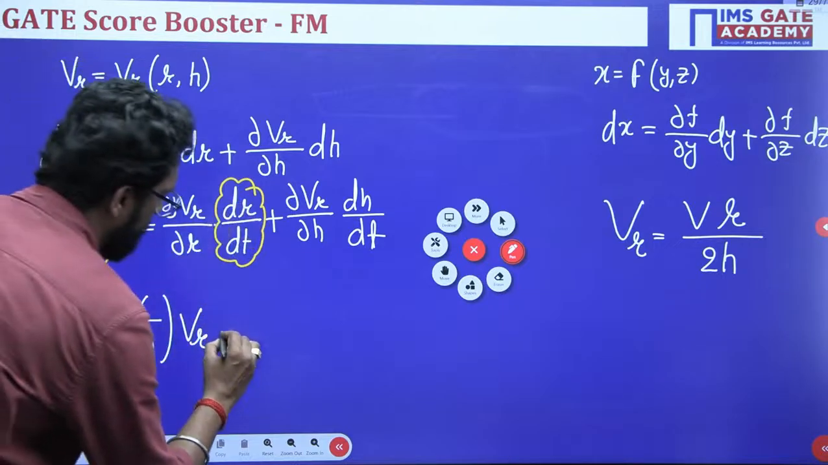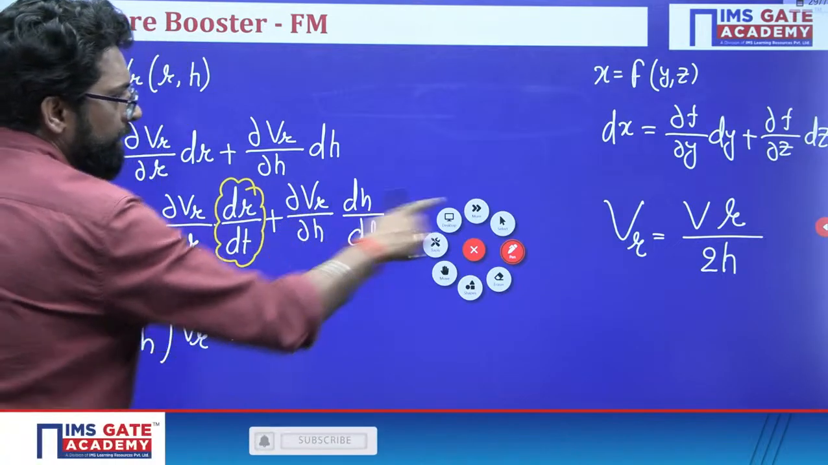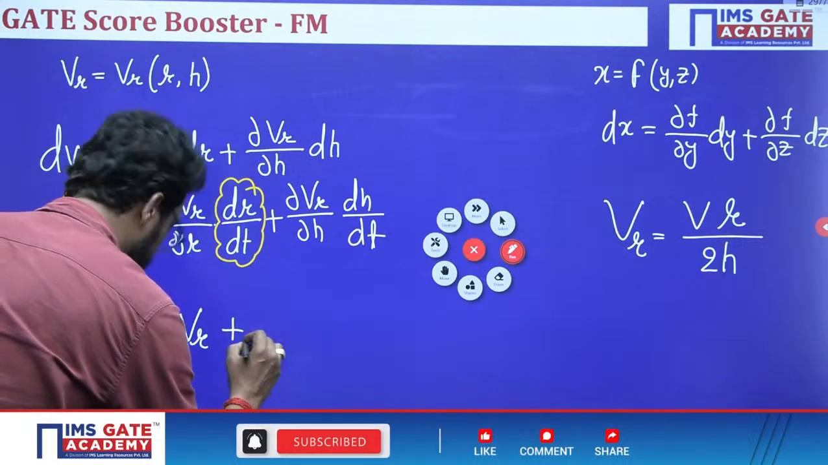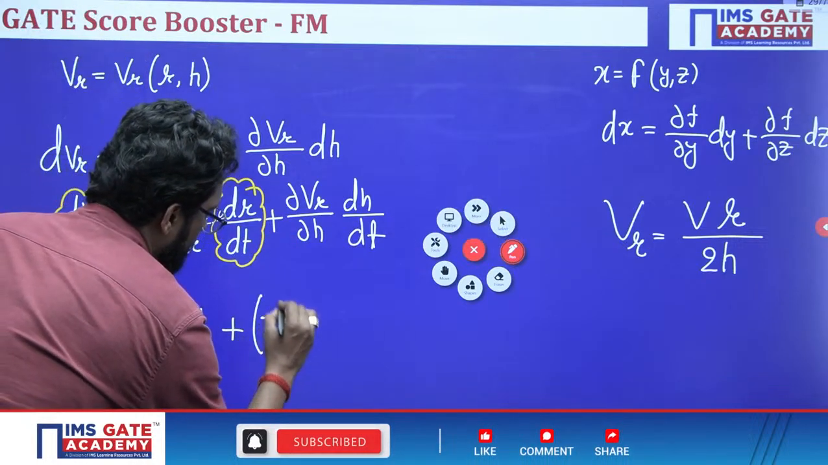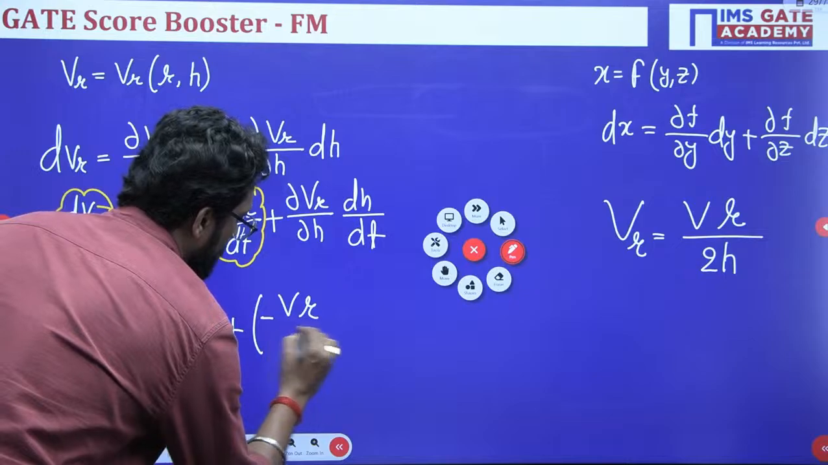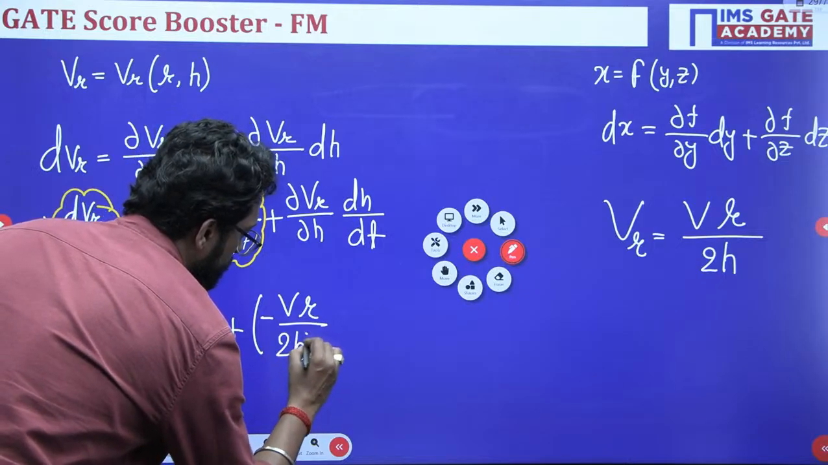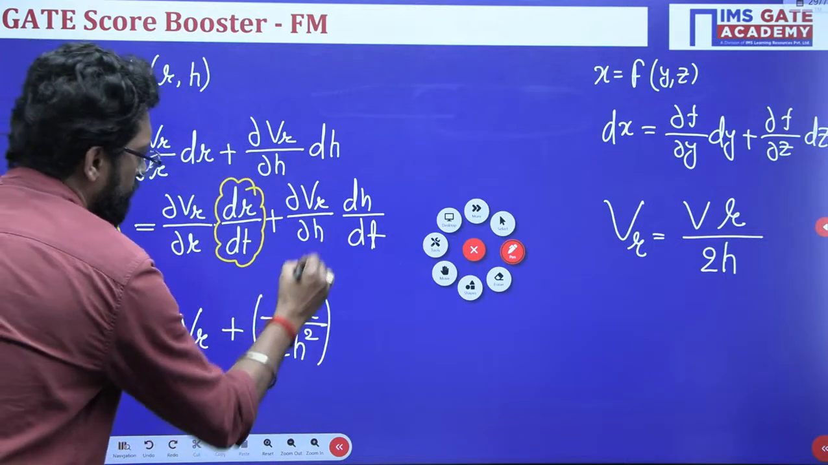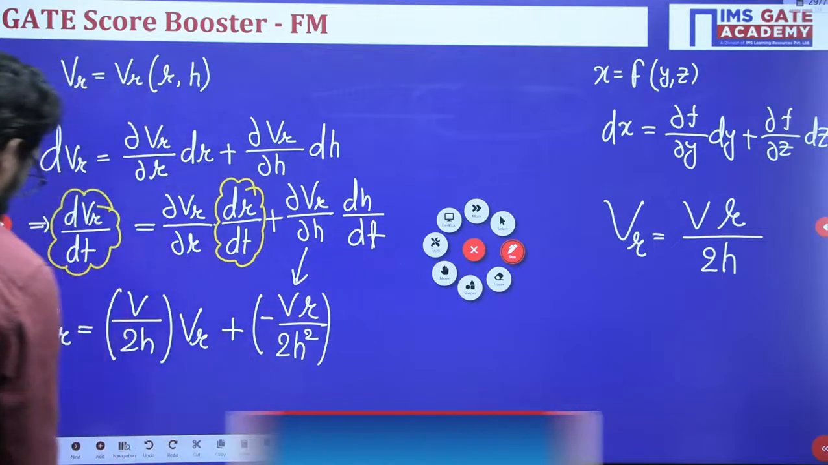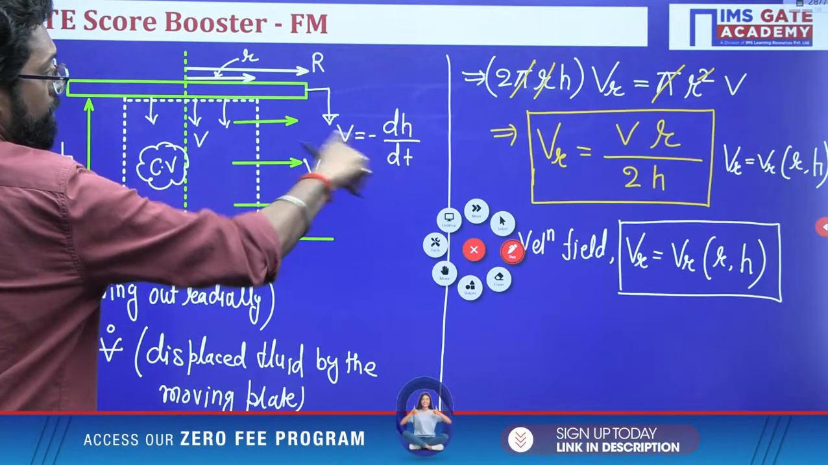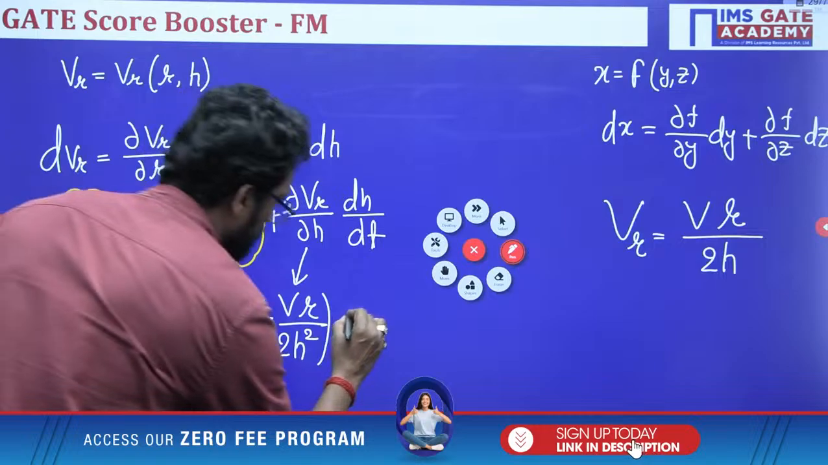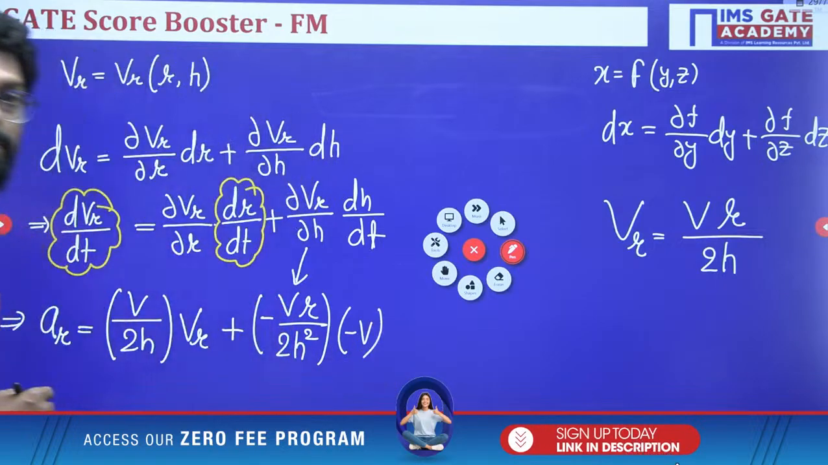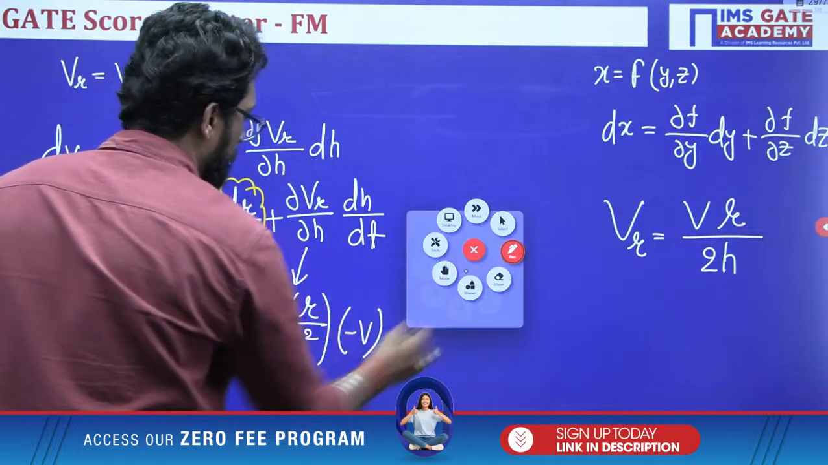Radial velocity plus with respect to h. So with respect to h is what? Minus vr divided by 2h square with respect to h, this one, into dh/dt. Now this is very important, dh/dt is what? Minus of v. Minus of v. Okay na? Minus of v.